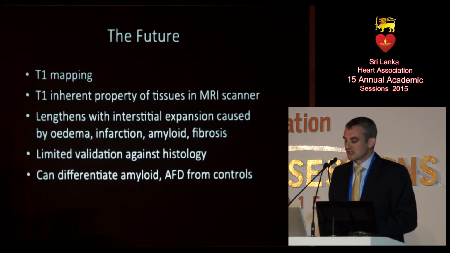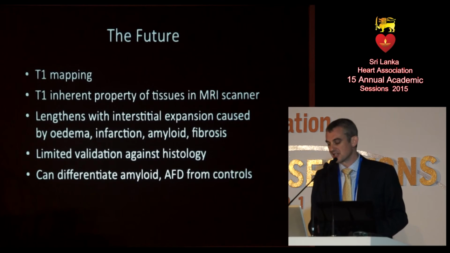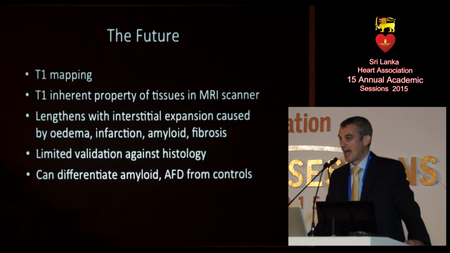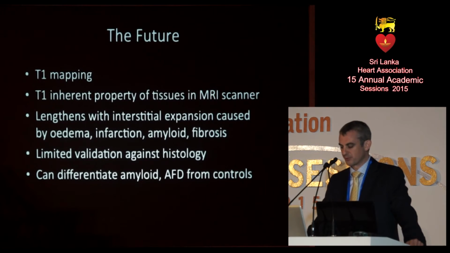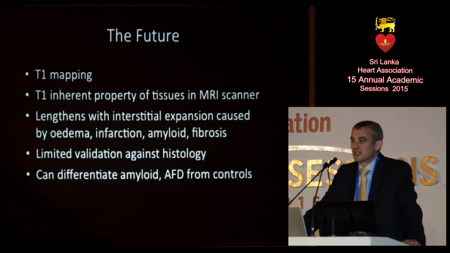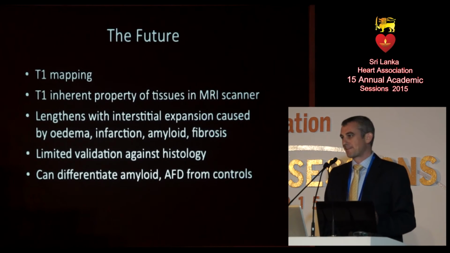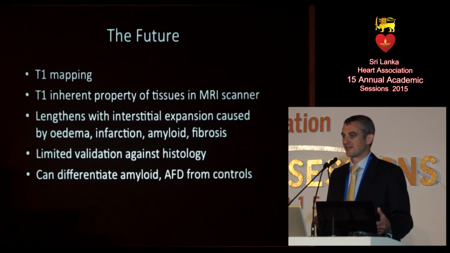Now, what we've noticed is that T1 time lengthens with interstitial expansion caused by edema, infarction, amyloid, for example, and predominantly fibrosis, which is felt to be because of increased water in the tissue in those conditions. So what that potentially provides us with is a mechanism of recognizing cardiomyopathies that we can't see by late gadolinium enhancement, because as that case of amyloid showed that I put up, in order to recognize abnormal myocardium, you need to have an area of normal myocardium to compare it to.